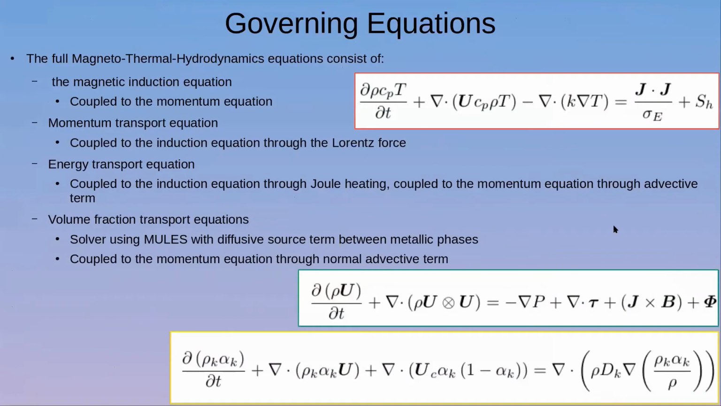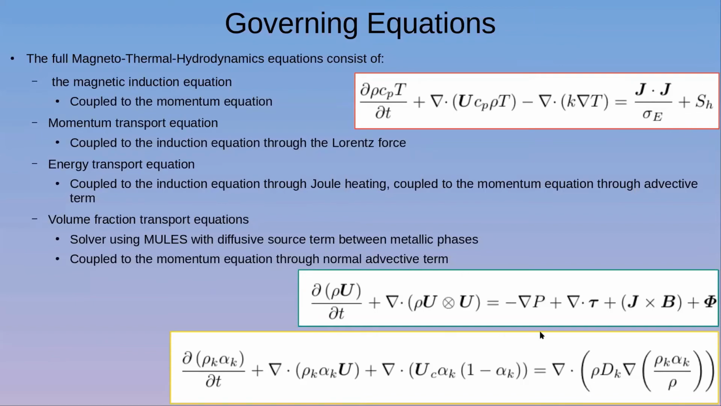So these are the governing equations. We've got an energy transport equation in red here, with this J squared over sigma_E, where sigma_E is the electrical conductivity. This is the Joule heating term we're interested in. I won't spend too much time on the peripheral terms, but we've got latent heat here as well.